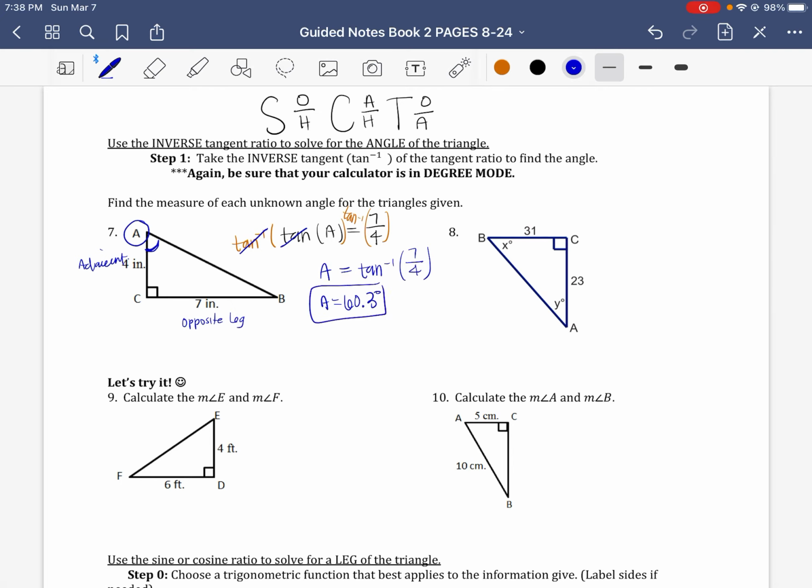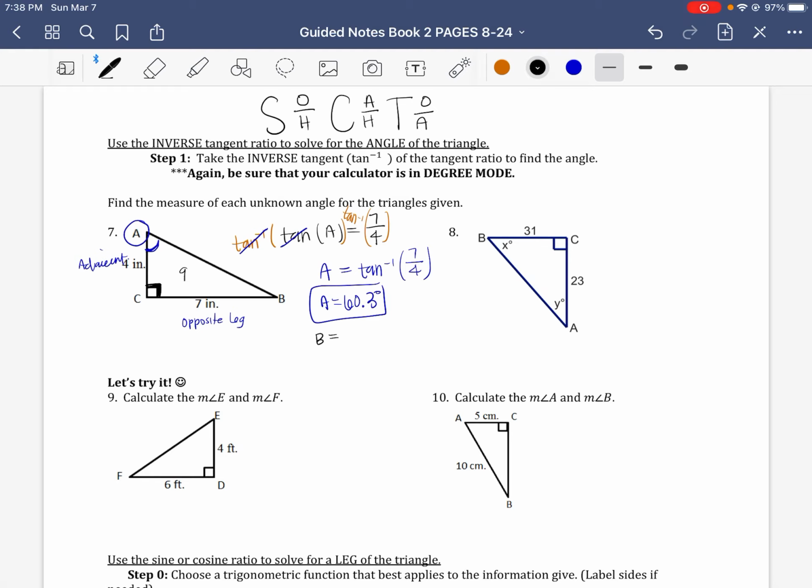Okay, now there's 2 ways to find B. One, you could use the inverse tangent again, but use B as your reference angle. Or remember that in a triangle, all the angles have to add up to 180. So oftentimes, once I find one of the angles, the other angle is just going to be 90, because 90 degrees is already used up with the right angle.